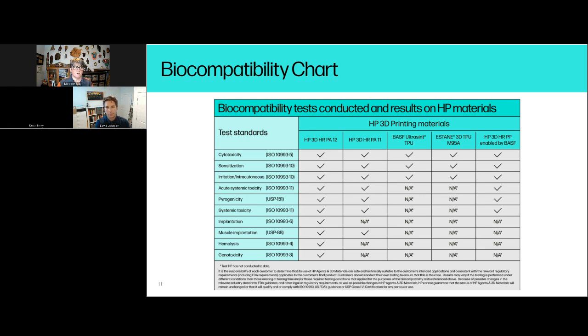Some of those tests are lengthy. Some of them, like cytotoxicity, I tell people you almost just want to do it. It's a good thing to know. It's kind of the litmus test for everything else. So that's probably the best way to start the process.